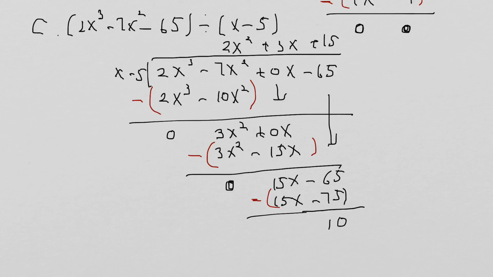So your solution is going to be 2x squared plus 3x plus 15, with your remainder, right? The remainder is positive 10. That didn't get divided by x minus 5.